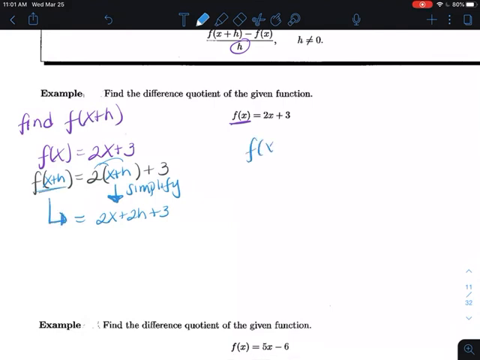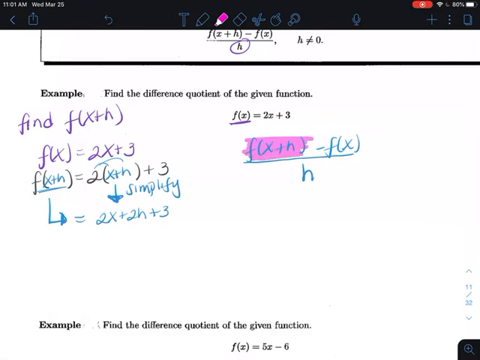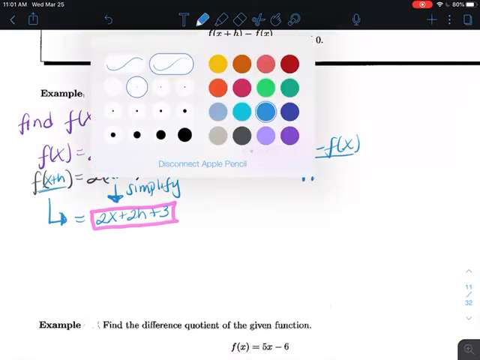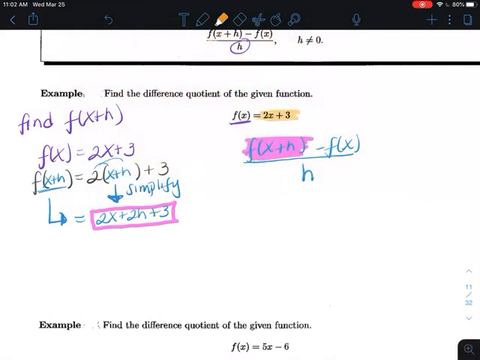So let me write down what we're doing. They give you this big old fraction, f of x plus h minus f of x all over h. I'm going to highlight it with different colors. To get the first part of your answer, in that pink spot, you need to put all this stuff here. Then there's a minus sign in the middle. And then you have this f of x. F of x is what's given. This is what f of x equals, so that's what goes in this spot here. And then you divide that by h. So the pink stuff is 2x plus 2h plus 3 minus f of x, which is 2x plus 3.